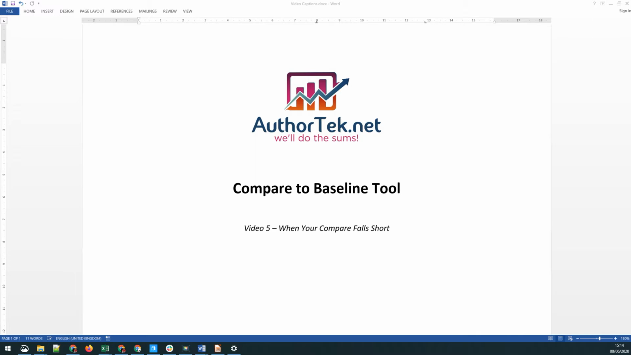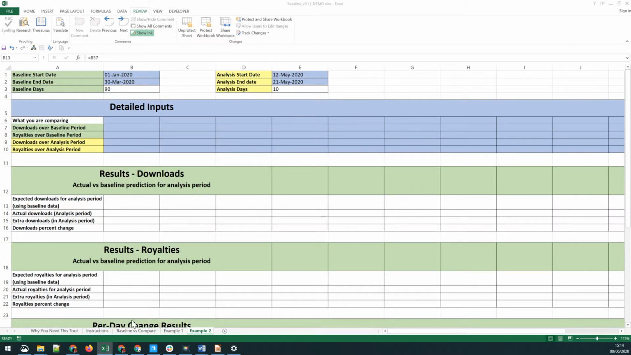Now the last example was one where things had gone very well. In these ones we're going to start looking at how the sheet will look if things haven't gone quite so well, or in fact in one case have gone very badly. So here is the sheet. I've just created a new example 2 sheet there.